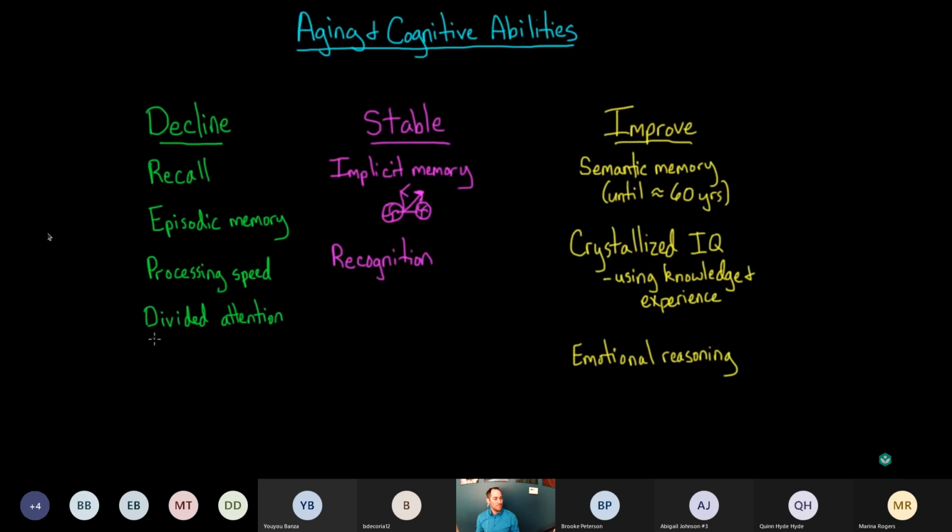The bottom line is that cognitive changes in adulthood aren't all negative. Although some cognitive abilities do decline, it's important to remember that in healthy older adults, some cognitive abilities will remain stable or even improve.